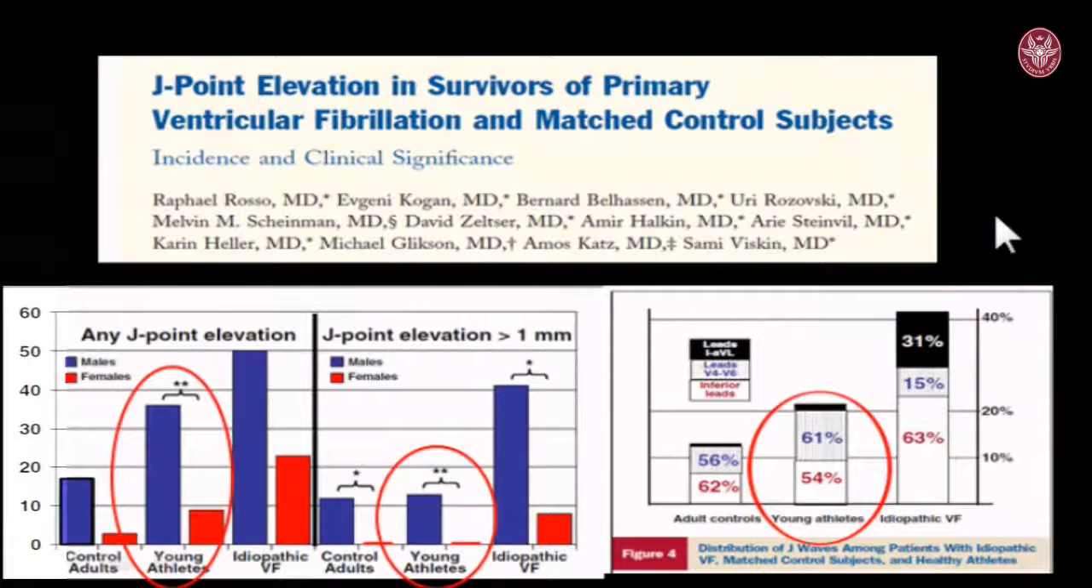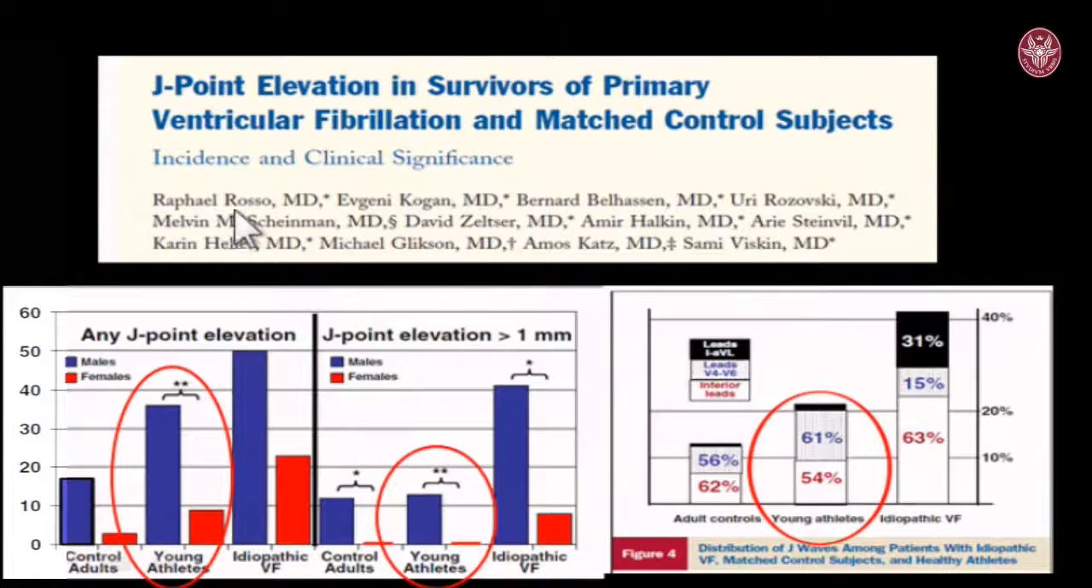Obviously, this observation raised a lot of interest, and was a trigger for a lot of investigation and reports, including in athletes. Why including athletes? Because in athletes there was literature showing that this J wave, the prominent J wave, was quite common.